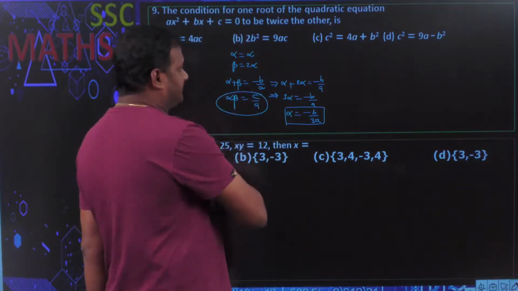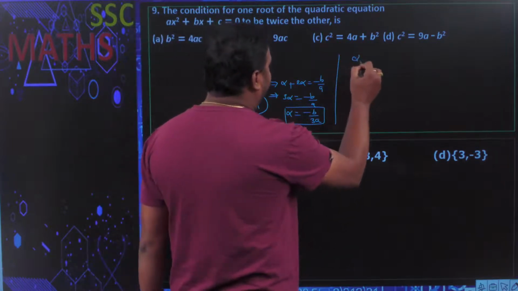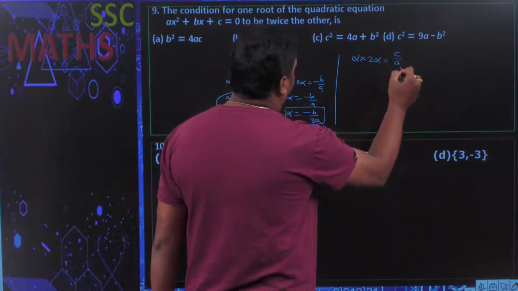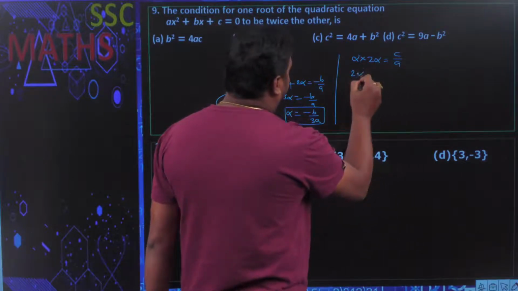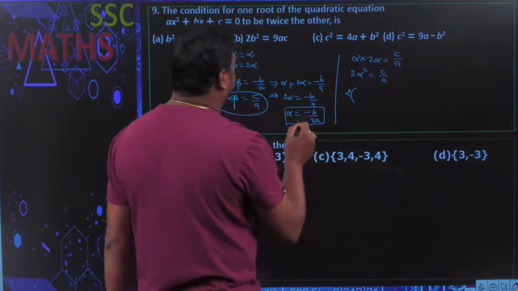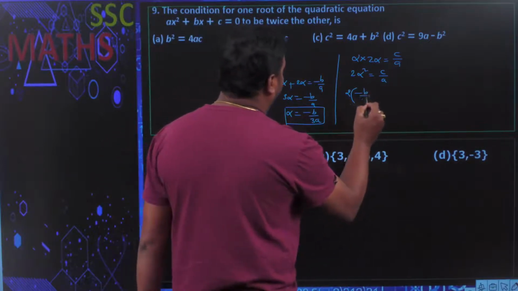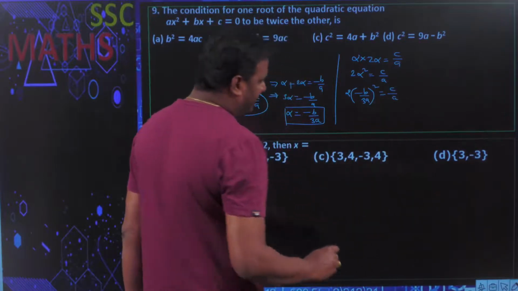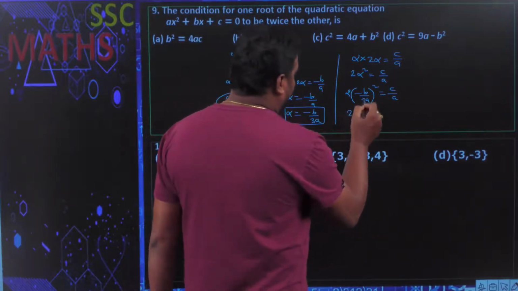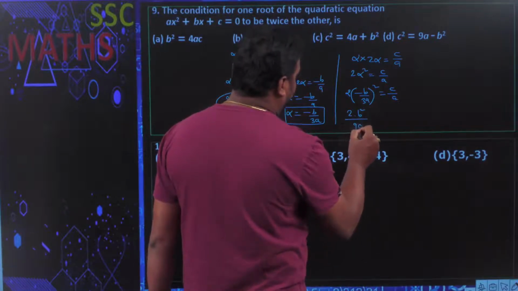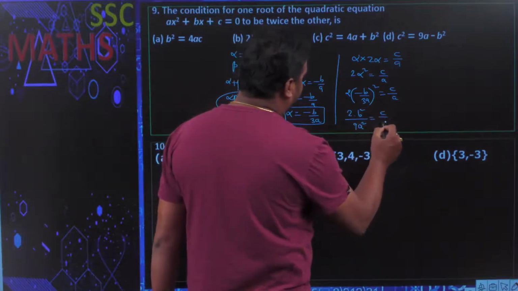Now coming to the product of the roots. So alpha into beta, beta is equal to 2 alpha, is equal to c by a. So this is 2 alpha into alpha, which is 2 alpha square, is equal to c by a. What is alpha square? Alpha is equal to minus b by 3a whole square, is equal to c divided by a. Then 2 into minus b whole square is b square, divided by 3 square is 9a square, is equal to c by a.